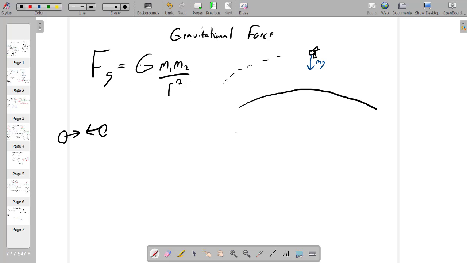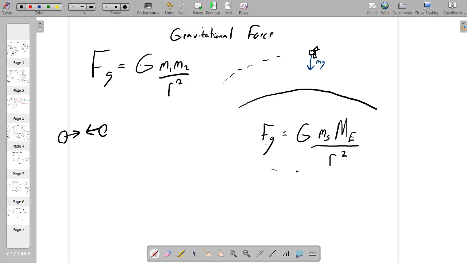So in this case, let's say that my F of g, let's say that we got big G, we have mass of the satellite, and then mass of the Earth. And note, mass of the Earth is really big. And we got my radius squared. The radius would be from the center of Earth, so from here to here, because gravity acts from the center of Earth. You can approximate it as acting from the center of Earth.